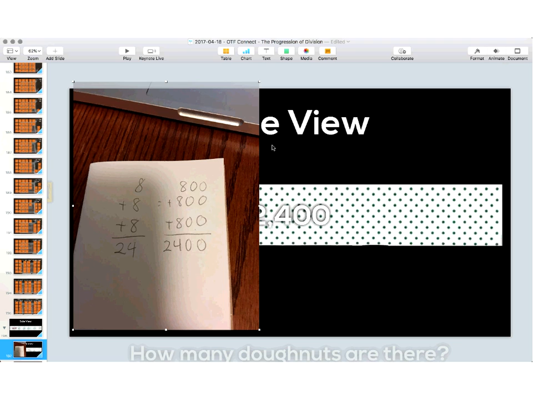There are 8 units of 100, and it might even be useful for me to write it out. 8 times 100 plus 8 times 100 plus 8 times 100 gives me 24 times 100, which is 2,400. We don't have to do that, but making sure that students have that deep understanding as to why I can add and subtract zeros is really, really important.